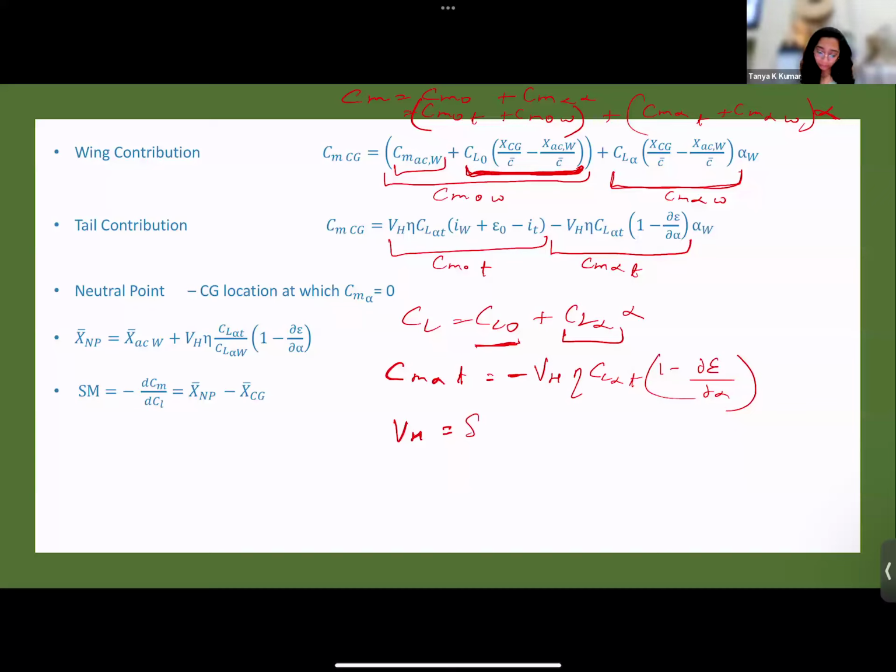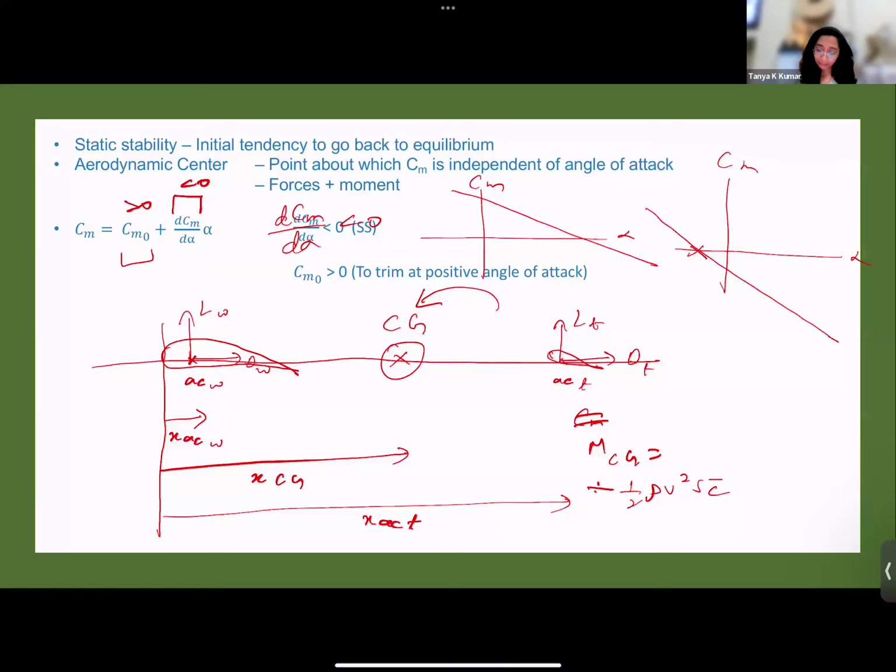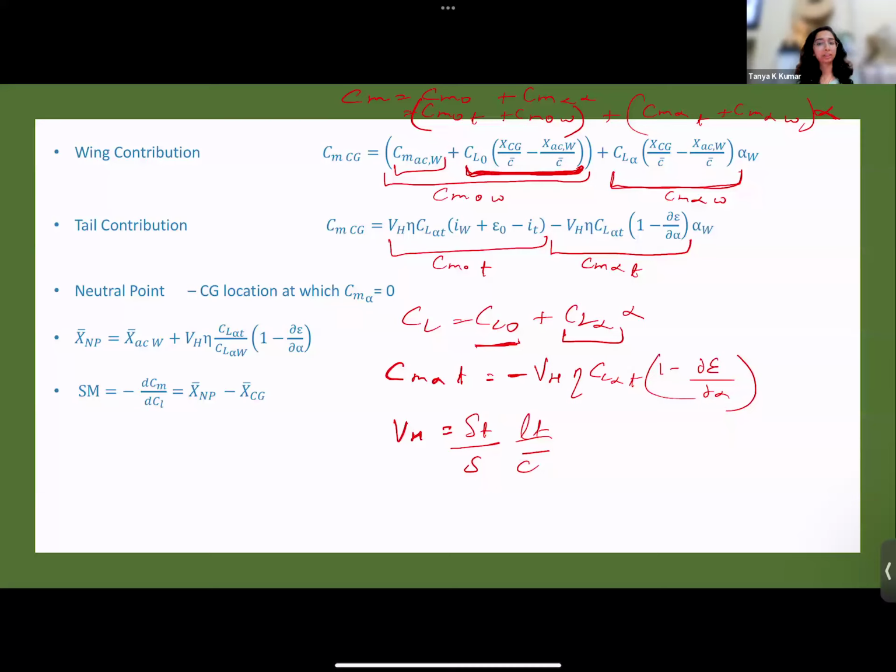Its formula was ST upon S, LT upon C bar, where ST is the area of the tail, S is the area of the wing, LT is the tail moment arm, which is the distance between XAC tail and CG. So this is LT, right? The distance between the aerodynamic center of the tail and the CG of the aircraft. And C bar is the mean aerodynamic chord of the wing. So this is the horizontal tail volume ratio.